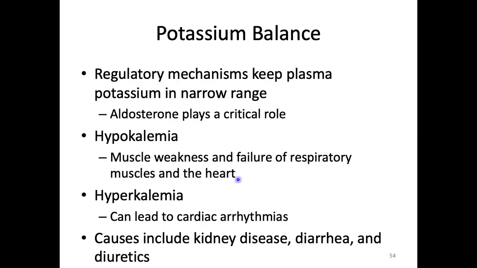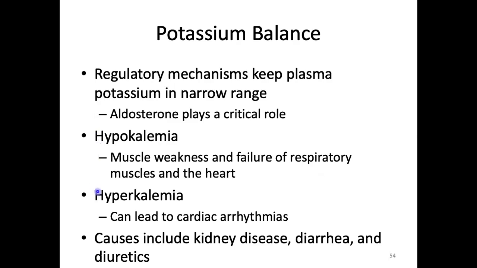Let's take a look. Potassium balance, we'll look at that in a second. So aldosterone is a critical hormone in regulating plasma potassium in a narrow range. Plasma potassium is around 3.5 millimolar to 4.5 millimolar. If potassium is high, aldosterone is going to increase and kick potassium out into the urine. You don't want hypokalemia, which is low plasma potassium, because your excitable cells are not going to hit threshold. They're not going to depolarize.